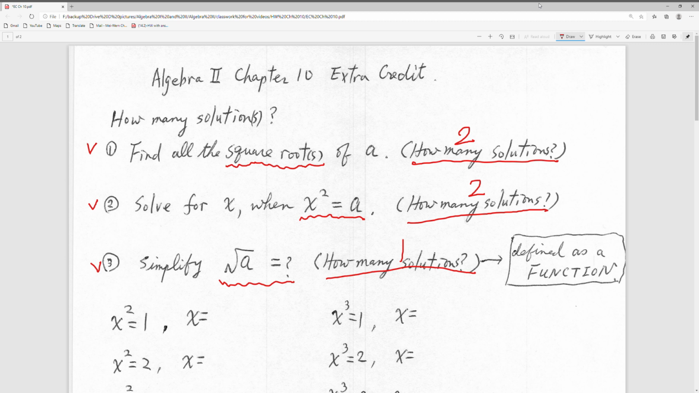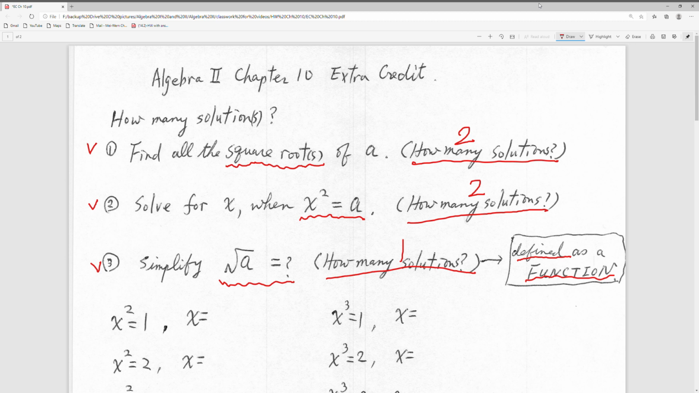If you give me two answers, I consider you didn't learn the concept well. You won't even get partial credit, because the concept here is one answer or two answers. If you give me two answers when I only need one, I won't consider you worked very hard. You might think you are so good, but no, it means you didn't understand the definition of the square root function. So when I use a symbol to talk about square root, it's only one answer.